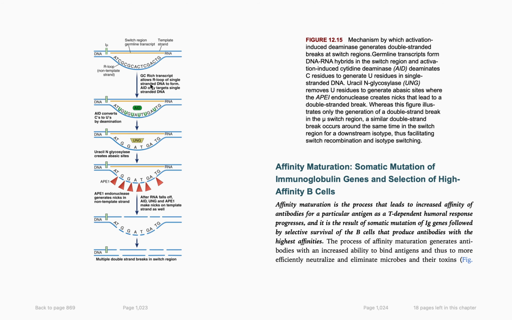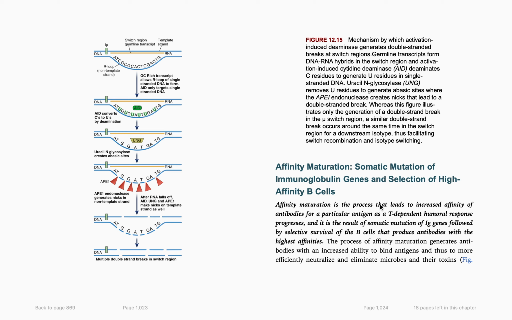So the G-rich transcript allows the R loop of single-stranded DNA to form, and AID targets the single-stranded DNA. So this one has been targeted. Then AID converts C's to U's by deamination. Then uracil glycosylase creates abasic sites, and then the process continues.